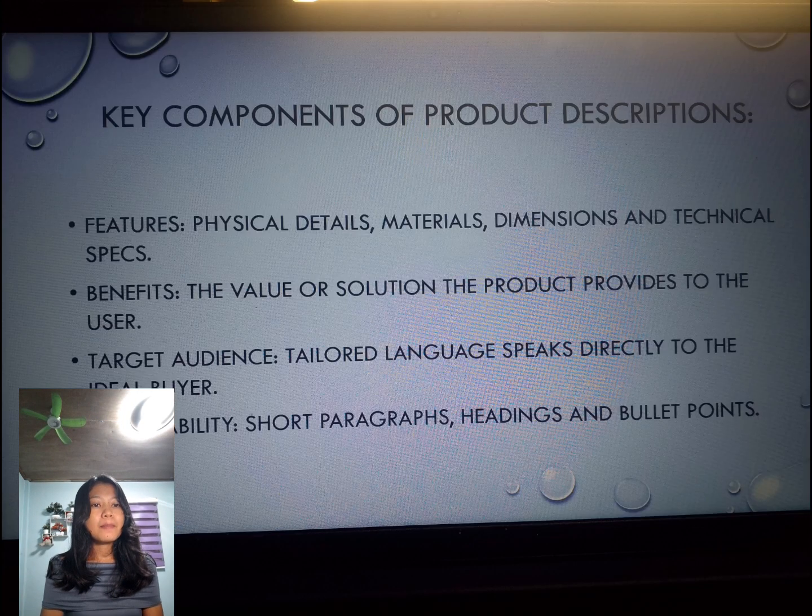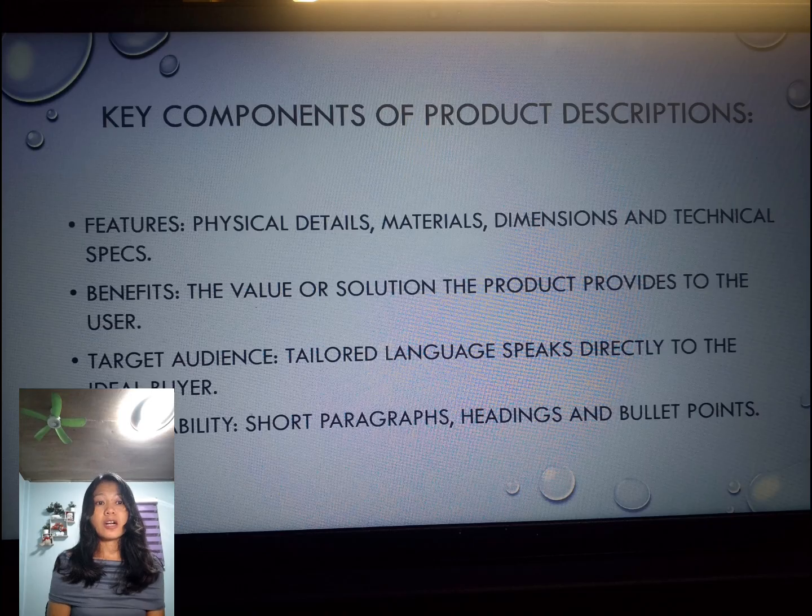And next is the benefits. So the benefits are the value or solution the product provides to the users. So an example of this in a product description is healthy, fresh, with vitamin E, vitamin C, vitamin B, K. So those are just examples of the benefits in your product description.